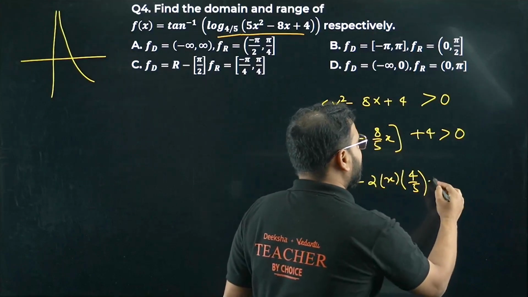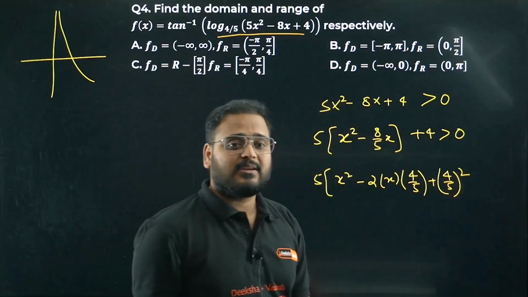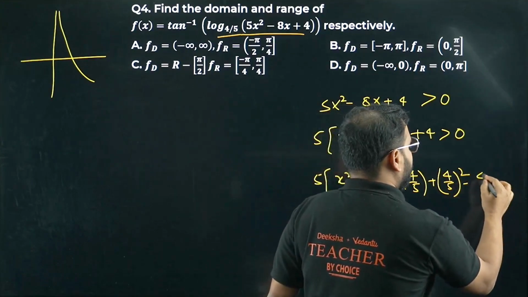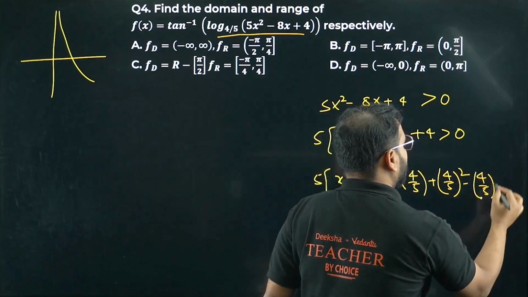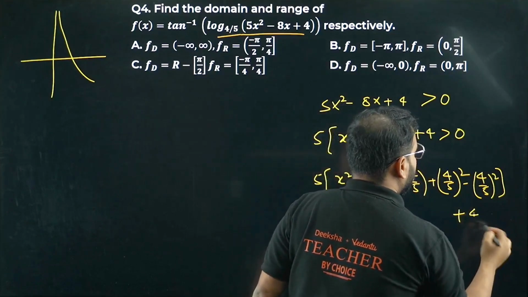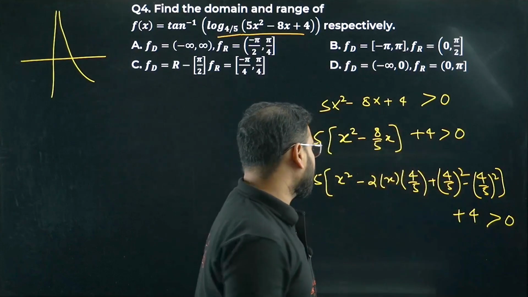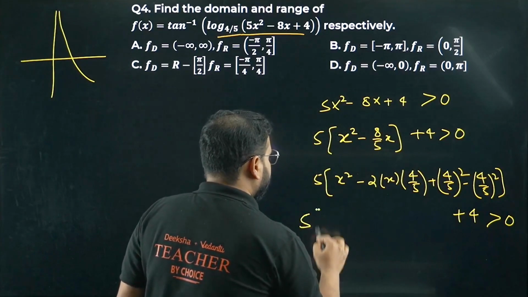We need the whole square of that, so 4 by 5 the whole square. Extra I'm adding something, so remove that: minus 4 by 5 the whole square. Close the bracket. Plus 4 is outside the bracket, so add plus 4 greater than 0. Plus 4 is outside, right? This is outside over here. Can I simplify this? Close it out.